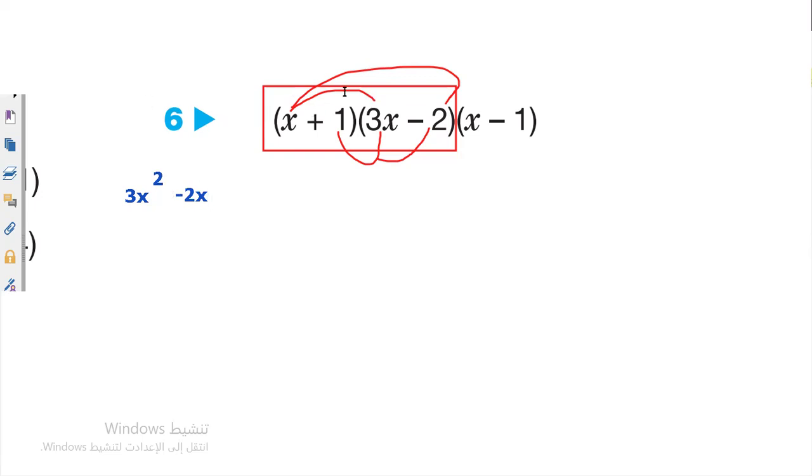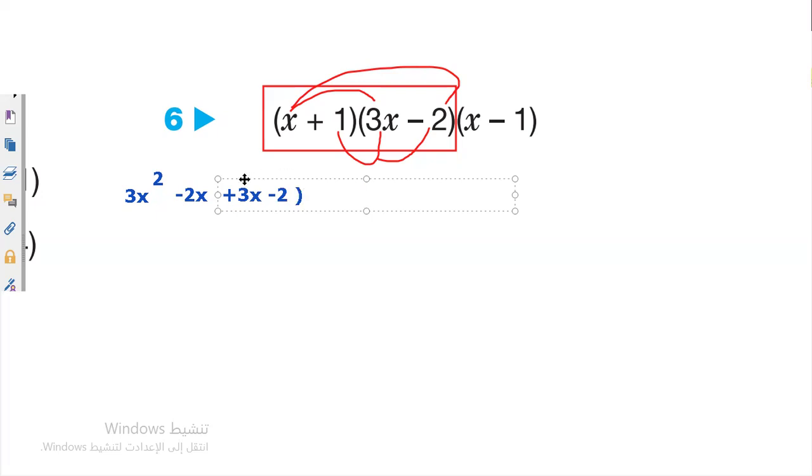So x times 3x, x times negative 2. Now 1 times 3x is going to be positive 3x, so plus 3x. And then 1 times negative 2 is going to be negative 2. Now, we finished the first 2 brackets.